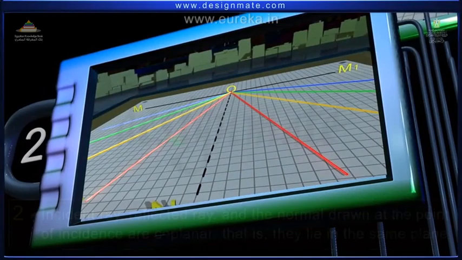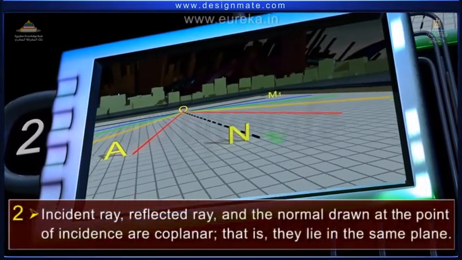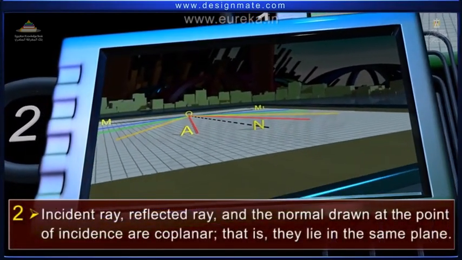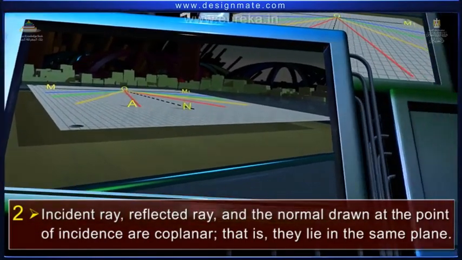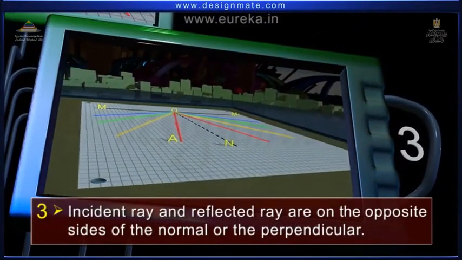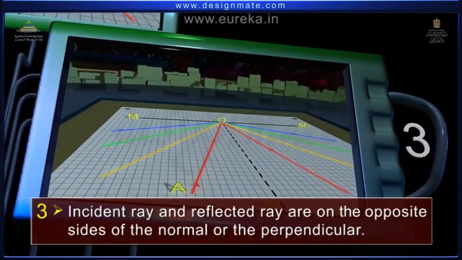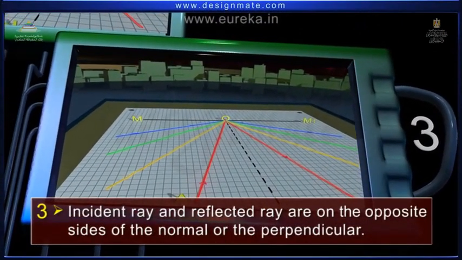2. Incident ray, reflected ray, and the normal, drawn at the point of incidence, are coplanar, that is, they lie in the same plane. And 3. The incident ray and reflected ray are on the opposite sides of the normal or the perpendicular at the point of incidence.